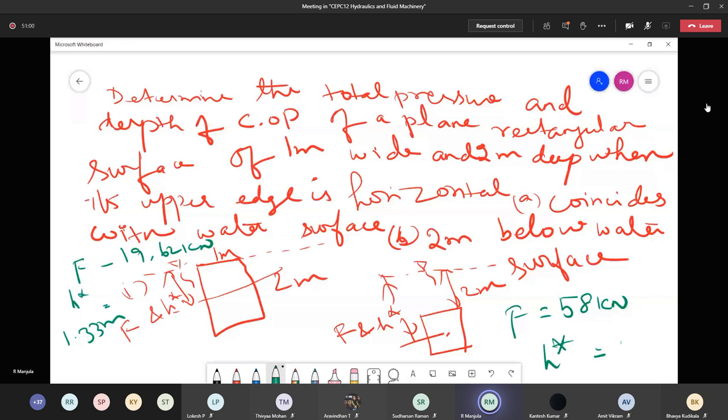Bhavya, what happened? Ma'am, I'm getting it as 3.1 meters. 3.11 meters. Okay. Amit? Yes, Amit? Ma'am, 3.11 meters. The same answer I am also getting. Okay. Anybody is getting different answers? Same. So if it is same, okay, fine.